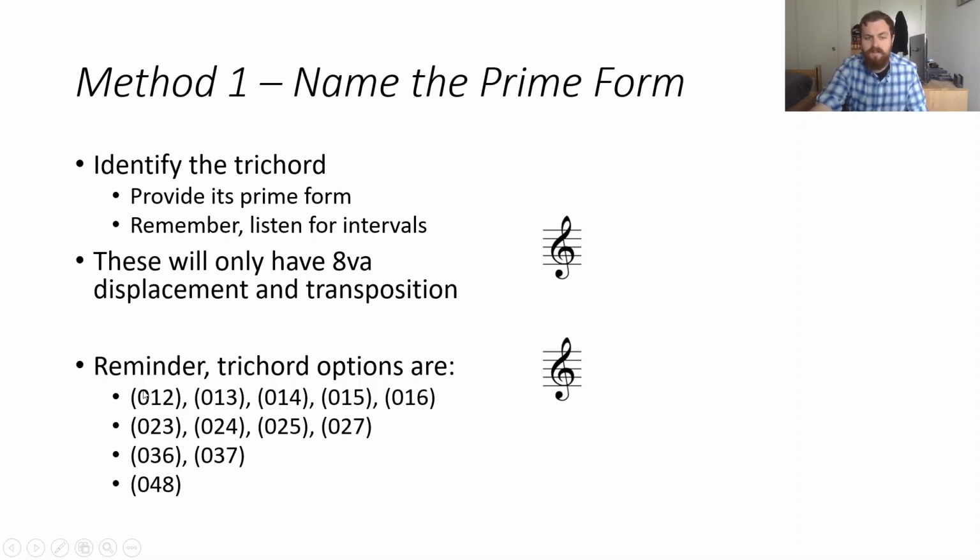And remember, all you're listening for is the internal interval ratios. For these, I will only play the prime forms under octave displacement and transposition, okay? There's no inversion to contend with. There's no retrograde to contend with. There's none of that. So you're going to hear a chord scattered across potentially several octaves. Just listen, reduce those down to being within an octave, and identify the intervals. And that is how you can get the trichords.